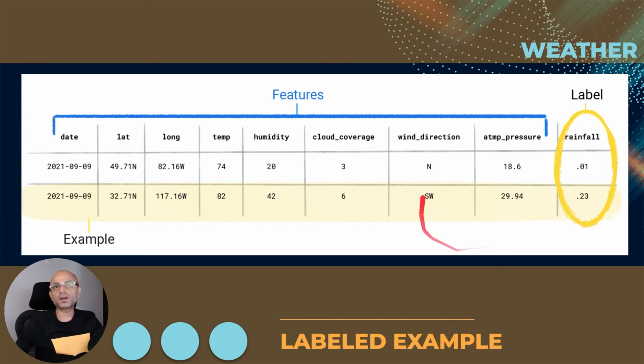Let's look at an example for a weather prediction app. So we want to have the data about the location and the characteristics of that location, and also, let's say, a date, the location lat long, what was the temperature, humidity, cloud coverage, wind direction, atmospheric pressure, and also the data about how much rainfall happened at that moment.